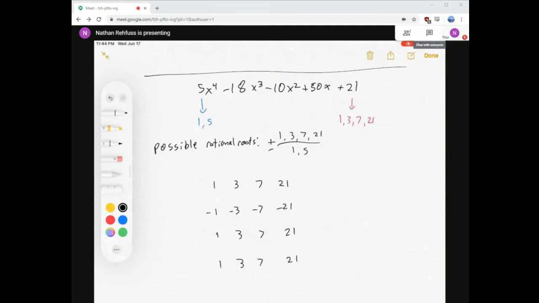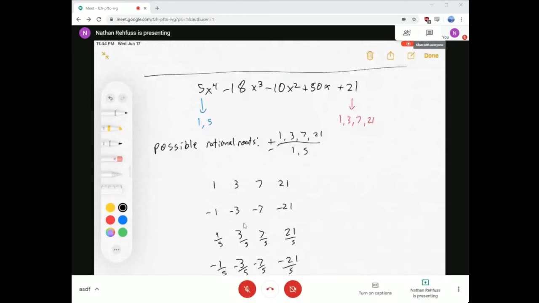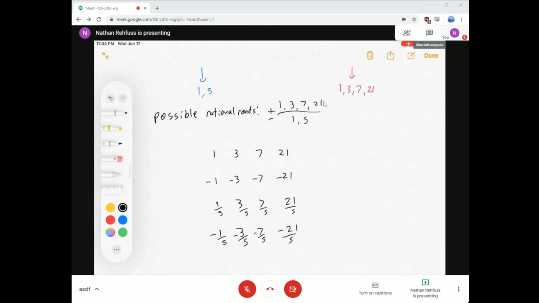So any of these is positive, any of them is negative, any of them divided by 5, or negative any of them divided by 5. I know that's a lot. But there we go. So 1 or 3 or 7 or 21, and they could be alone. They could be divided by 1, like these, or divided by 5, like these. They could be positive, like rows 1 and 3, or negative, like rows 2 and 4.